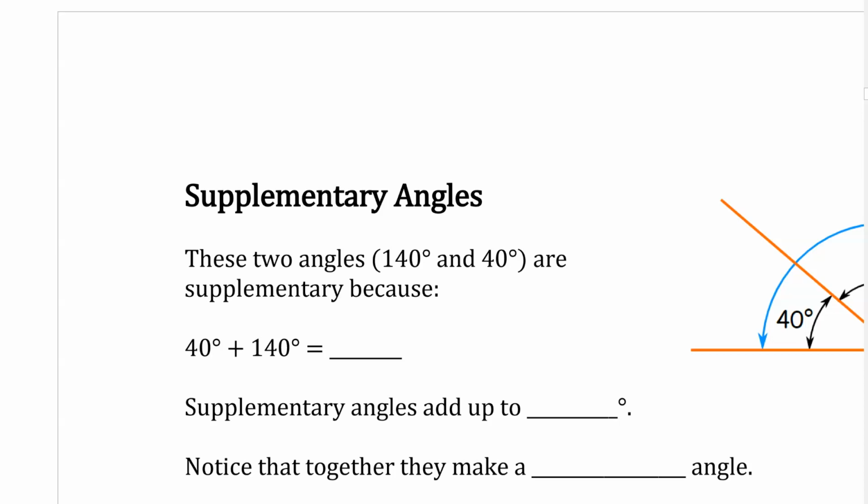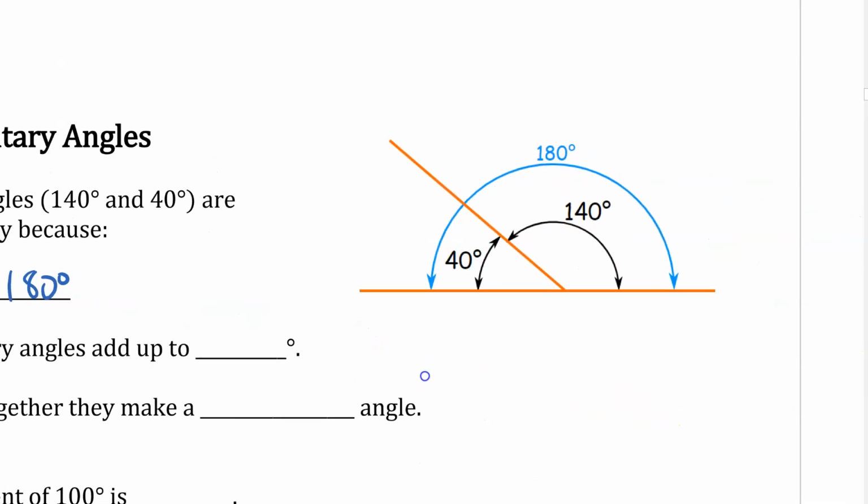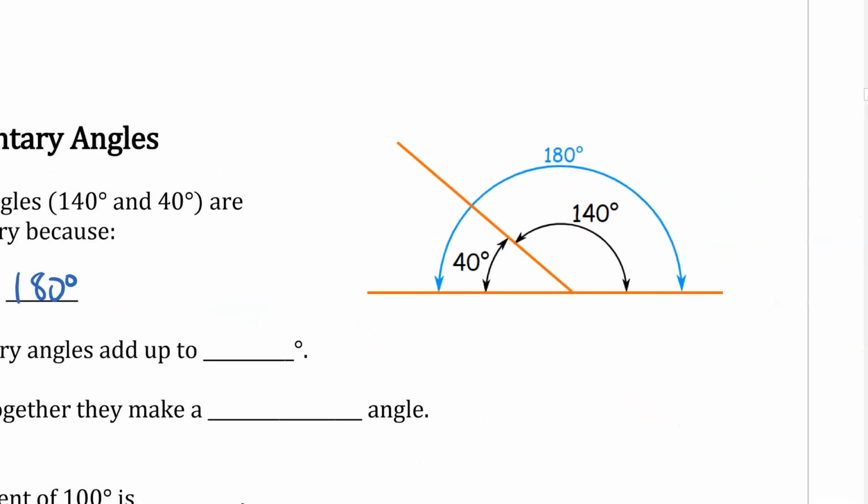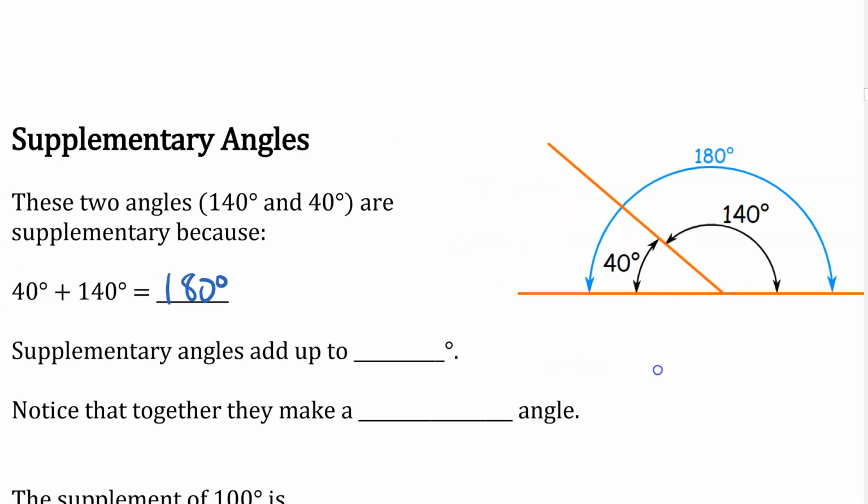Complementary adds up to 90. Supplementary adds up to 180 degrees. And here's our picture to show it. So if you have a 40 degree and a 140 degree angle and you line them up beside each other like that, they add up to that 180 degrees. Supplementary angles add up to 180 degrees.